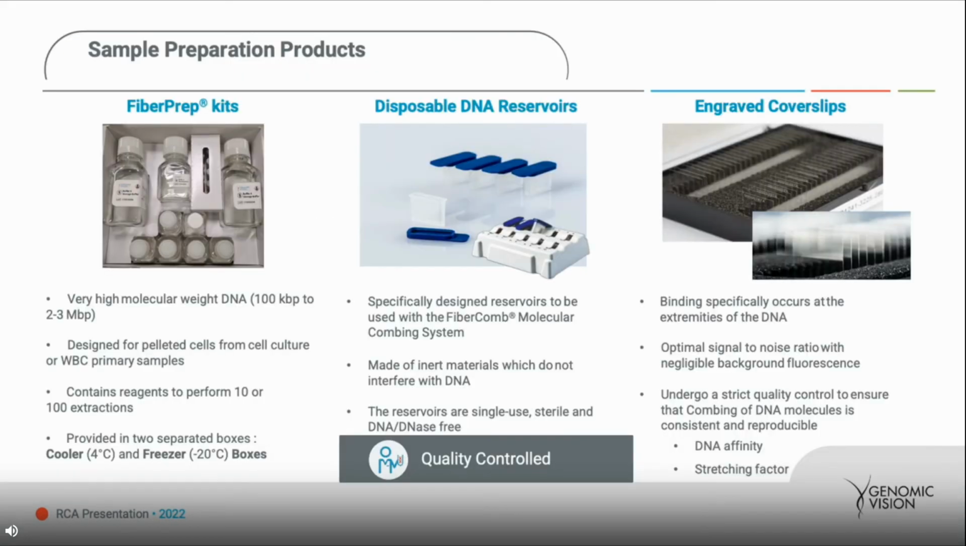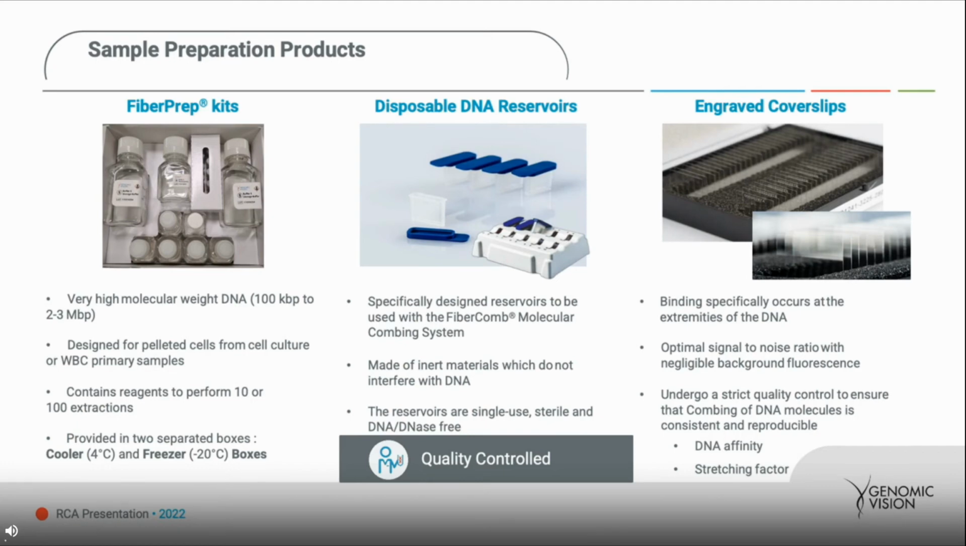There are 3 types of consumables that are required for the sample preparation. The fiber prep kit is used for the extraction step and the preparation of the plugs. It ensures high molecular weight DNA from 100 kb to 2 to 3 megabases, and you can use it with whole blood cells or pelleted cells from cell culture. There are 2 formats for this kit, for 10 samples or 400 samples. Depending on the format of the kit that you choose, the storage and shipment will be different.